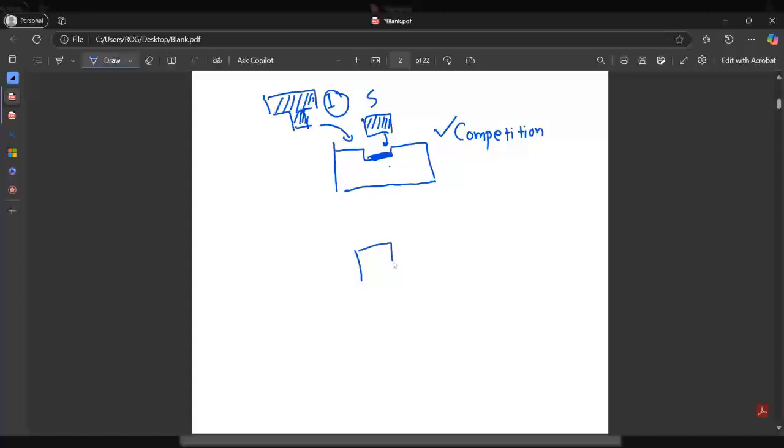Satu lagi adalah inhibitor yang tak perlu masuk ke active site. So if this is a substrate, what the inhibitor does is bind to the allosteric site. When they bind to the allosteric site, they simply change the shape of the active site. They change the conformation of the active site, for example, it becomes round in shape. So when they bind, the active site changes conformation.